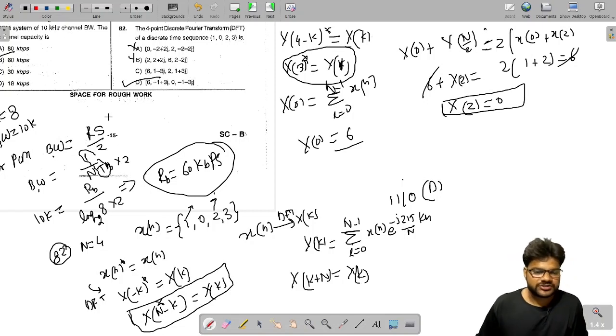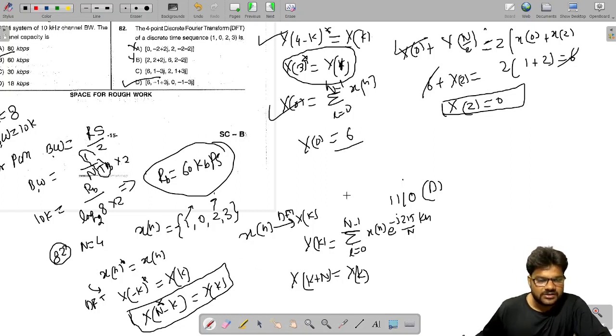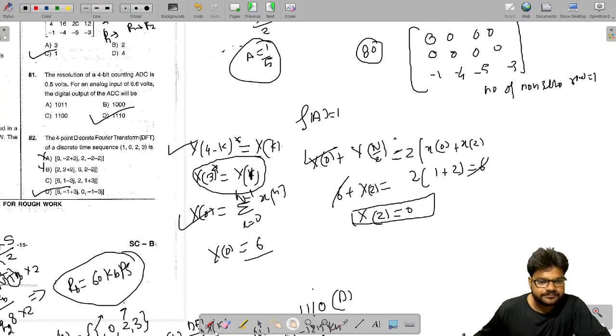So for such types of questions you can crack them with the options, if you know these conditions. If the signal sequence is real, then you can go with this, and you know this and this, right? You can easily crack the questions. Now let us go to the next question.